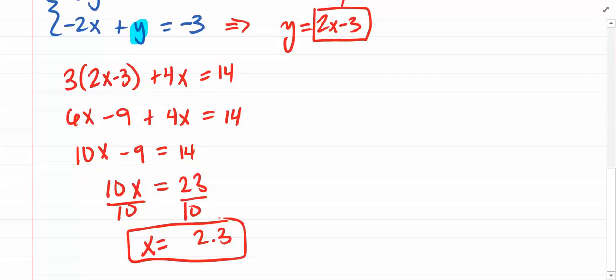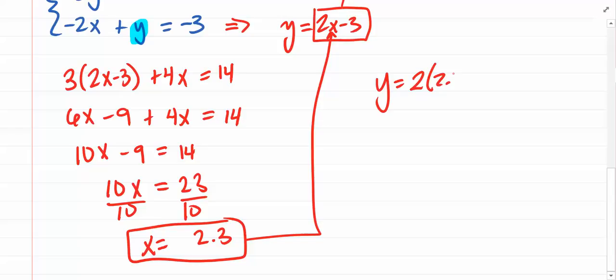That's no big deal. Okay, now that I know that information, I plug it right back into any x that you want. I'm noticing that that one right there looks pretty straightforward to use. So I'm going to get y is equal to 2 times 2.3, take away 3. Well, that's going to be, what, 4.6 minus 3? So what would that be?